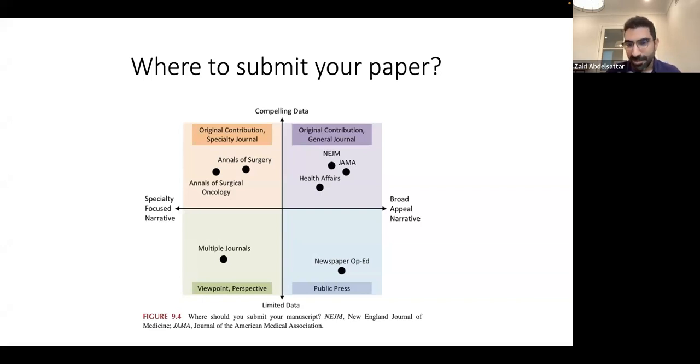That's not going to go there. That probably it will go there, but it belongs somewhere bigger. So this is where the broad appeal narrative and the compelling data go. These are just examples, again, not to limit things. You have New England Journal of Medicine, JAMA, Health Affairs for broad appeal narratives with compelling data. If you have very compelling data, but your audience is going to be specialty focused.